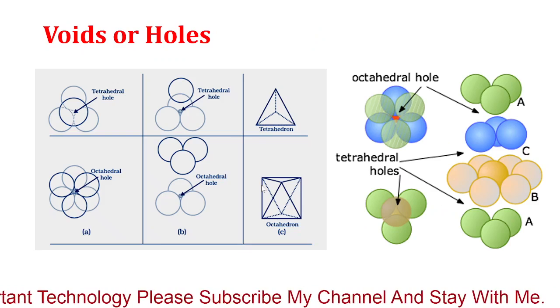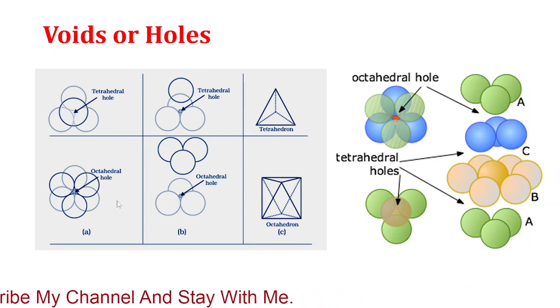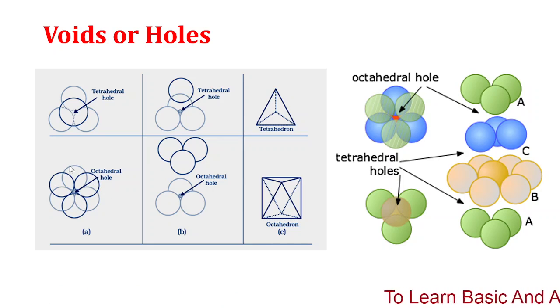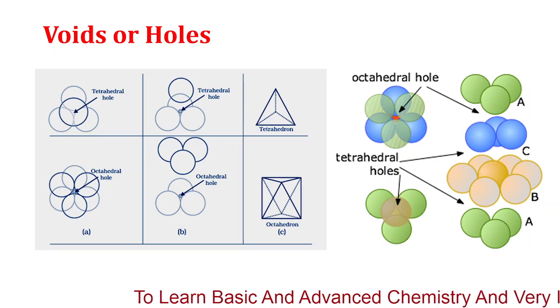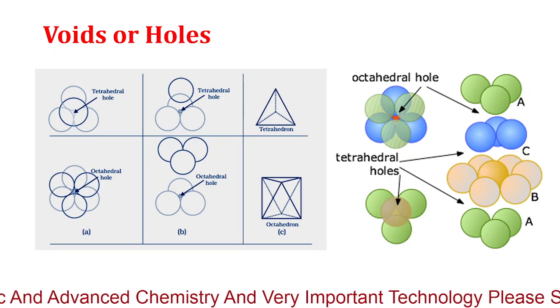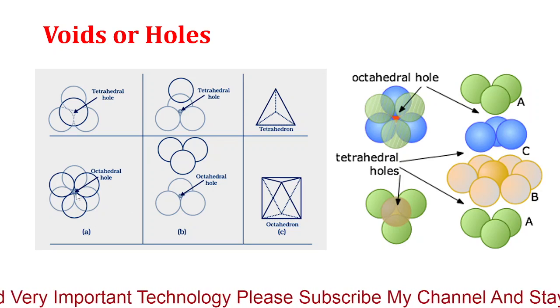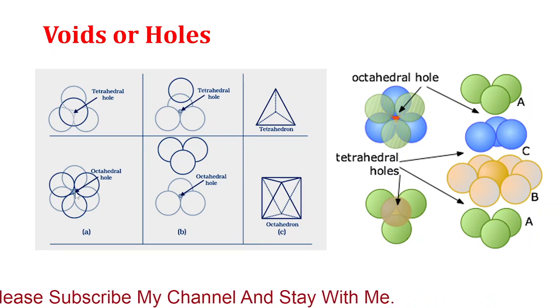Therefore we can consider the voids or holes can be tetrahedral, octahedral also, different types. How many atoms do we have here? 1 2 3 4 5 6. If you have 6 atoms coming together, all of them just touching each other, in that case we can have a very small hole in the shape of an octahedron. So we will have the octahedral hole.